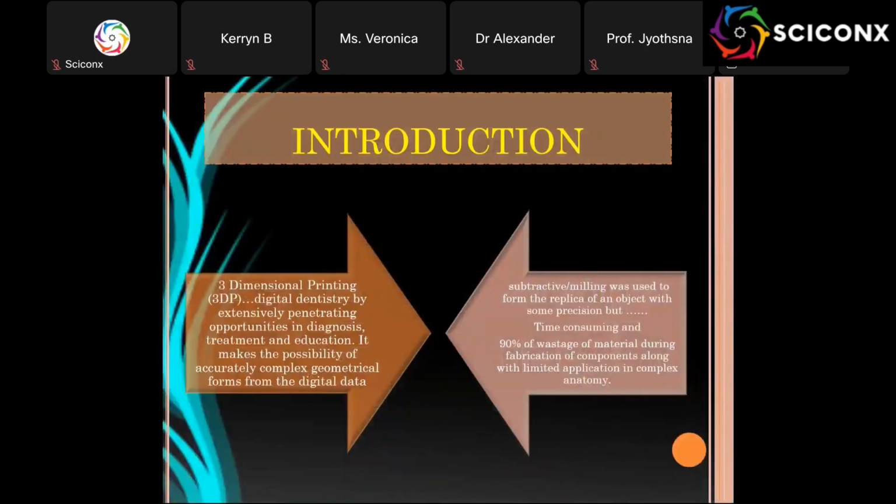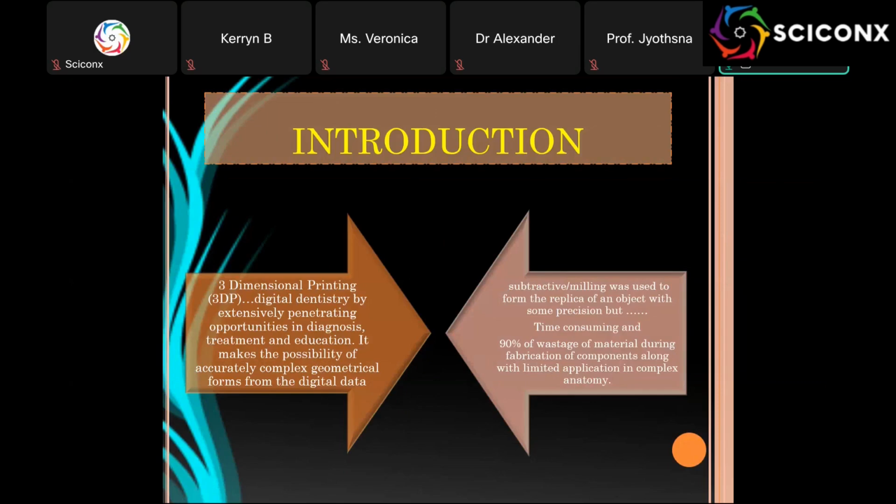Three-dimensional printing is basically digital dentistry, where there is extensive opportunity in diagnosis, treatment, as well as education of the patient, along with counseling of the patient. With the help of three-dimensional printing technology, it is possible to turn complex geometrical forms into the simplest as well as accurate digital data.